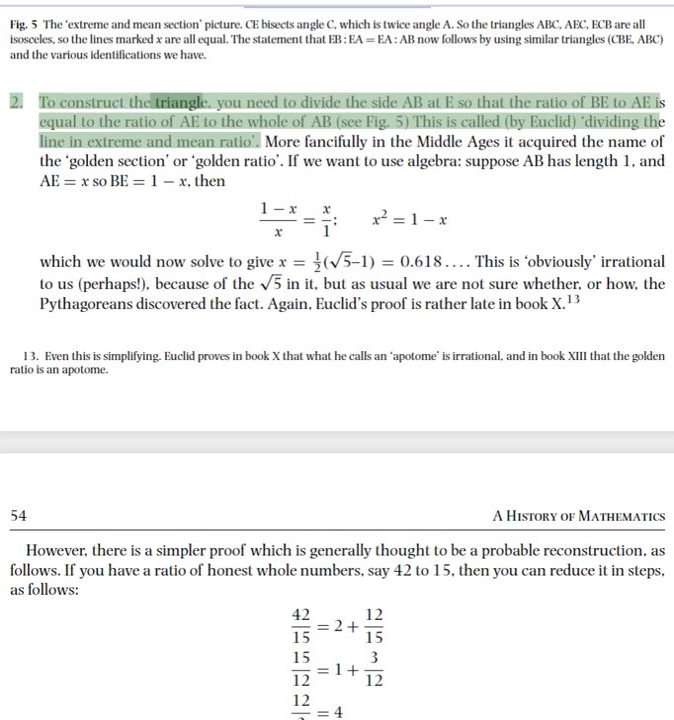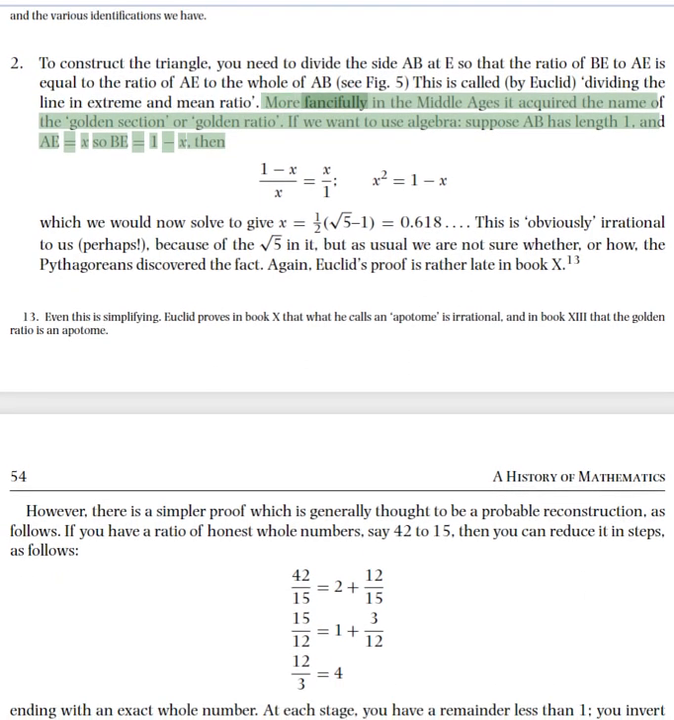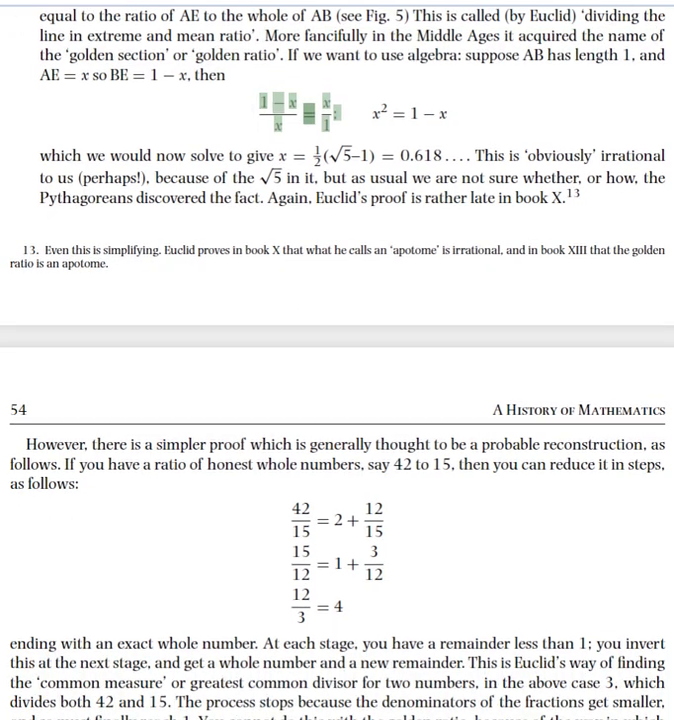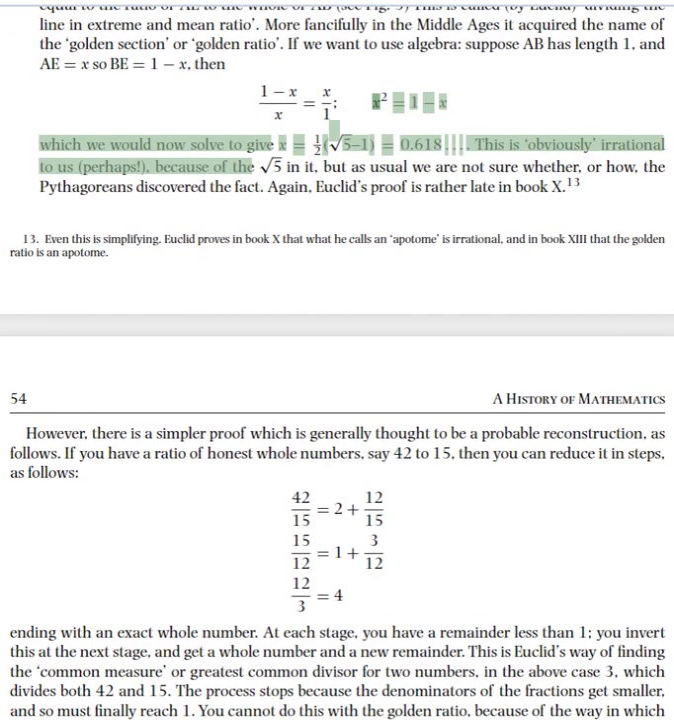2. To construct the triangle, you need to divide the side AB at E so that the ratio of EB to AE is equal to the ratio of AE to the whole of AB. This is called dividing the line in extreme and mean ratio. More fancifully in the Middle Ages it acquired the name of the golden section or golden ratio. If we want to use algebra, suppose AB has length 1, and AE equals x, so EB equals 1 minus x, then (1 minus x)/x equals x/1. x equals 1/(1 plus x), which we would now solve to give x equals 0.618.